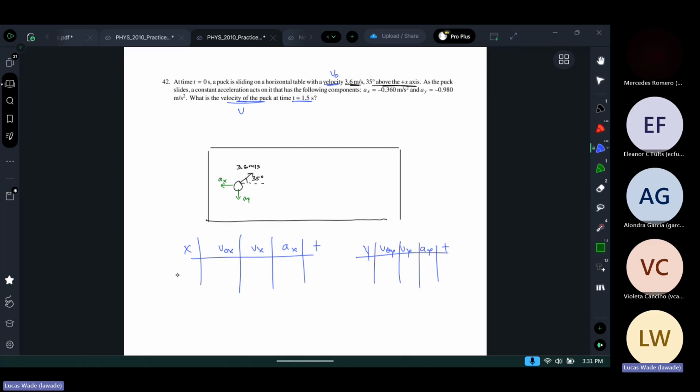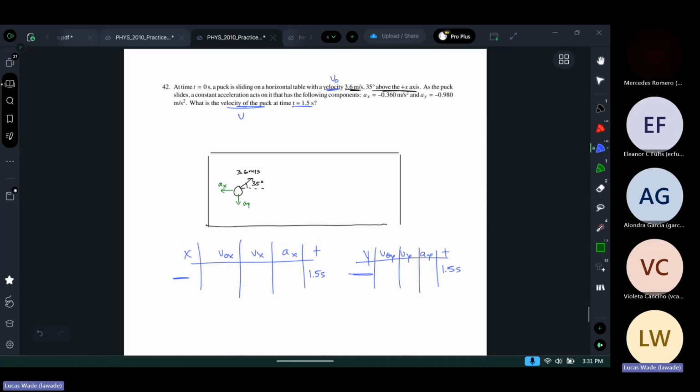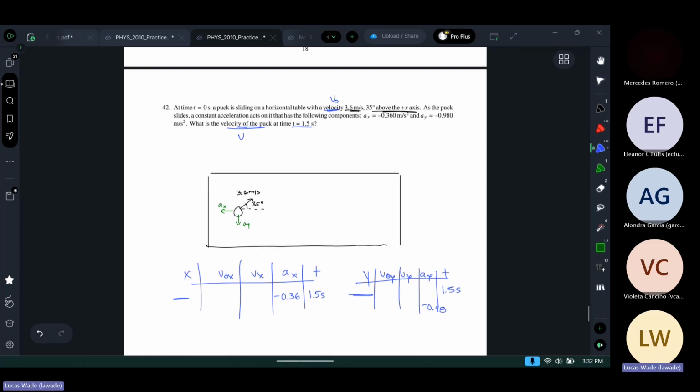They don't say a thing about how far the puck slides in the x or y directions. They do say it takes 1.5 seconds, and that's the time for both the vertical and horizontal motions. That's why I can put it in both. They also give me AX, it's negative 0.36. I'll leave out units for space. And AY is negative 0.98. And they give me, again, the initial velocity overall. This is a lot like being given the launch speed and launch angle. I have to break it into pieces.